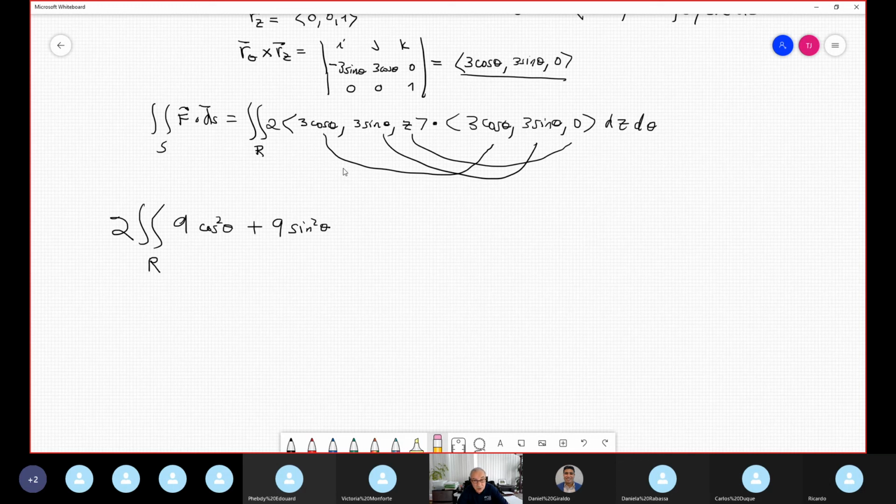Because we are computing the flux on the lateral side of the cylinder. So we have dz d theta. Okay, now you need to convert. Wait. So you factor out 9 here, and we have cosine squared theta plus sine squared theta. This is one. So 9 times 2, 18. Wow, 18 double integral of dz d theta.